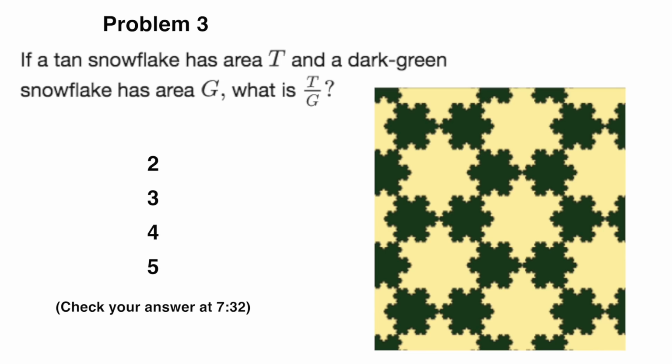Problem 3. If a tan snowflake has area T and a dark green snowflake has area G, what is T over G? The options are 2, 3, 4, or 5.